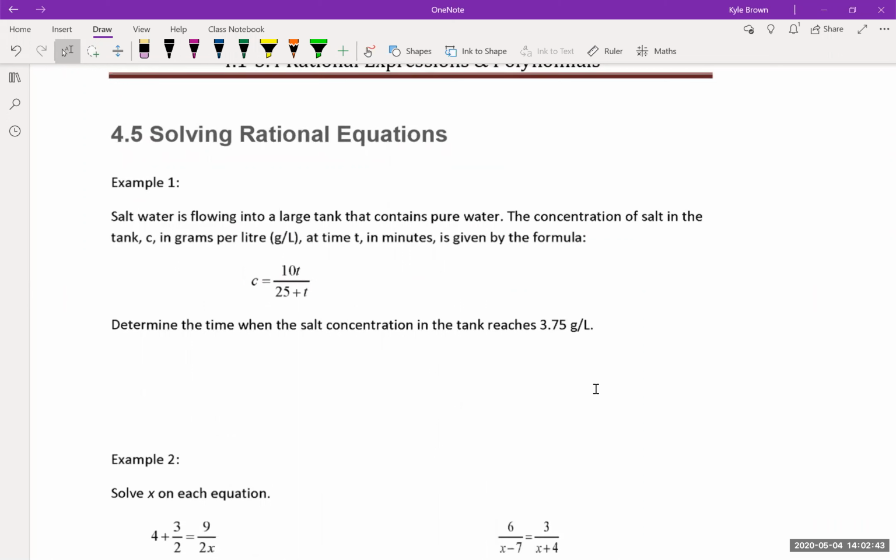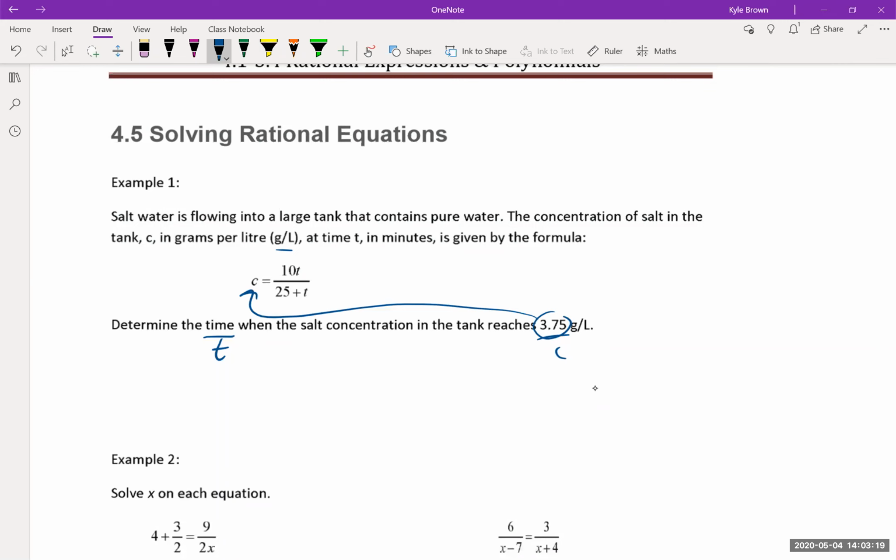So it says salt water is flowing into a large tank that contains pure water. The concentration of salt in the tank, C, in grams per liter, at time t in minutes is given by the formula. So that was all really confusing, but really you've got concentration and then T stands for time. And then they say determine the time, so T, when the salt concentration in the tank reaches that. So that's what our C would be. So really we just take that number and throw it right in for C. So let's just do that first.